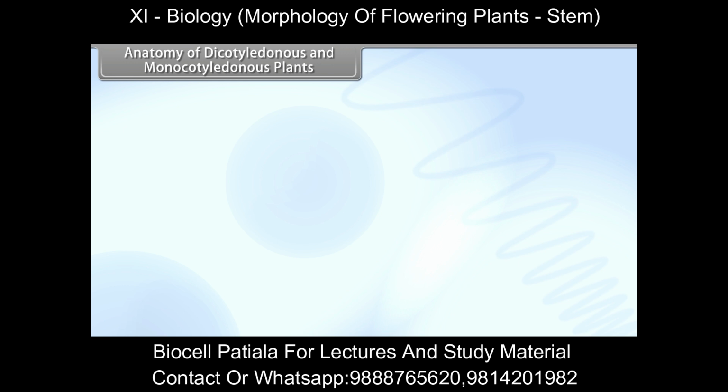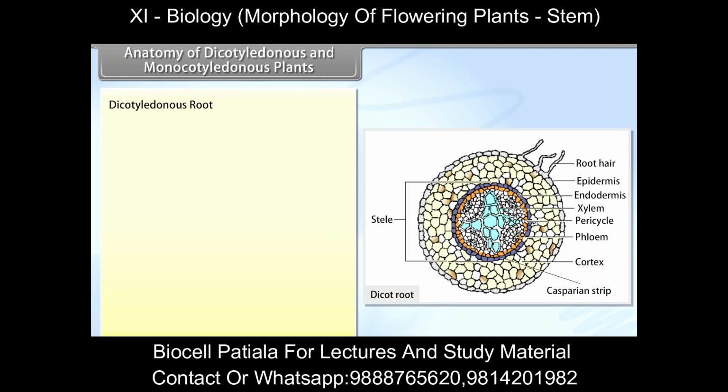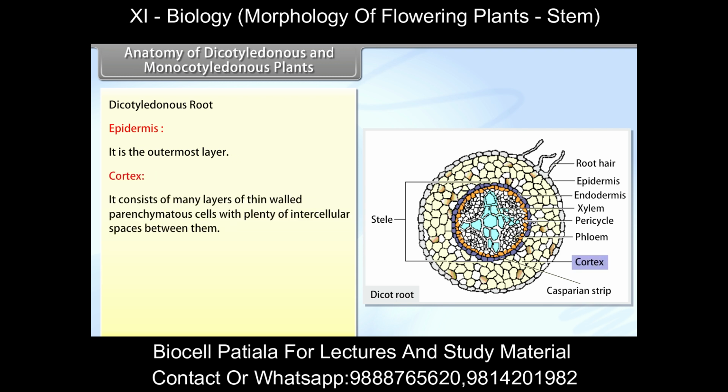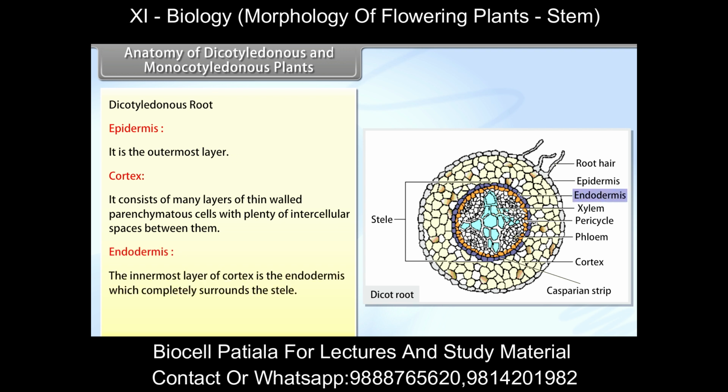Anatomy of dicotyledonous and monocotyledonous plants. Dicotyledonous root. Epidermis. It is the outermost layer. Cortex. It consists of many layers of thin-walled parenchymatous cells with plenty of intercellular spaces between them. Endodermis. The innermost layer of cortex is the endodermis, which completely surrounds the stele. Cells of endodermis have special thickenings called Casparian strips.